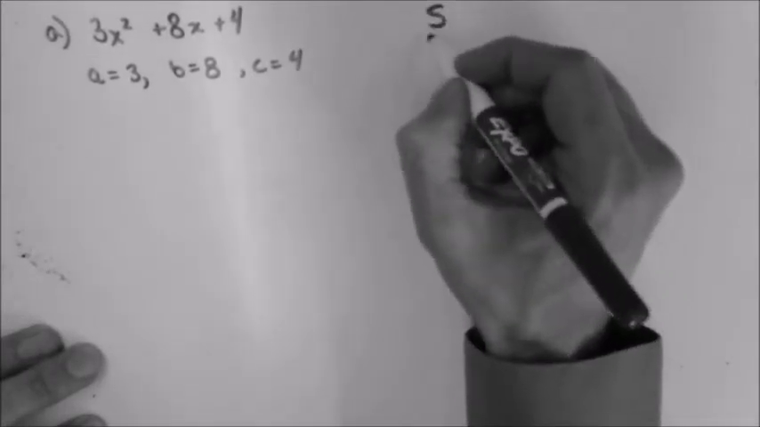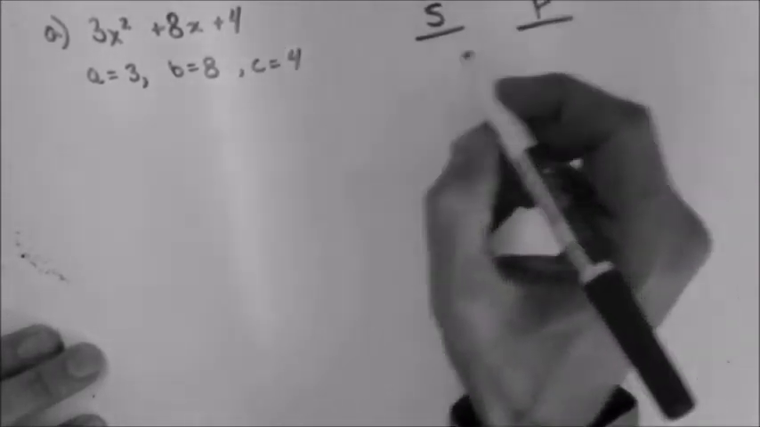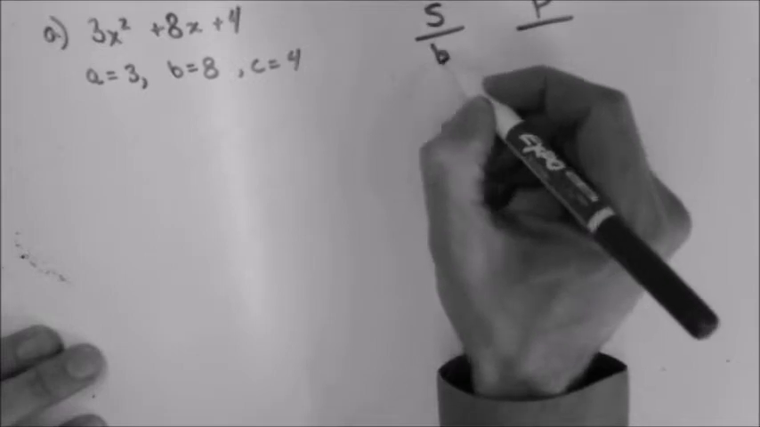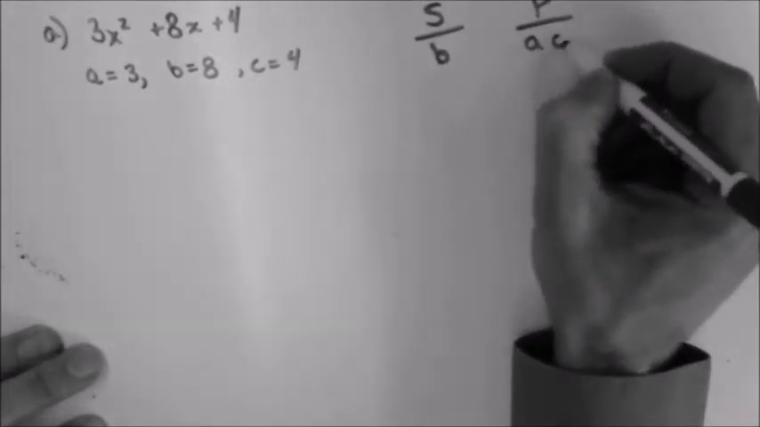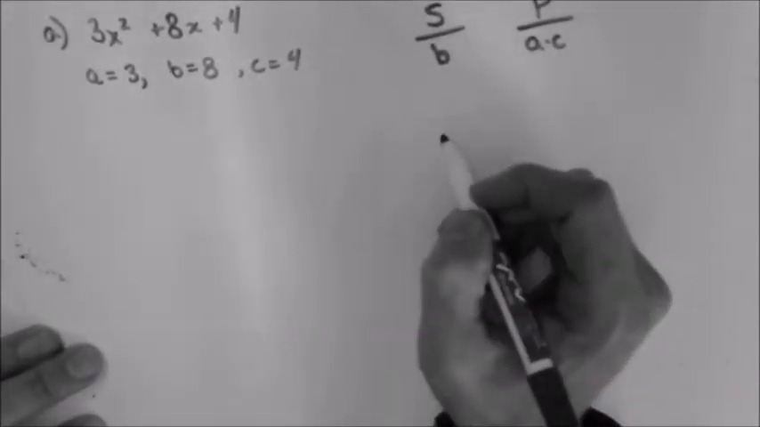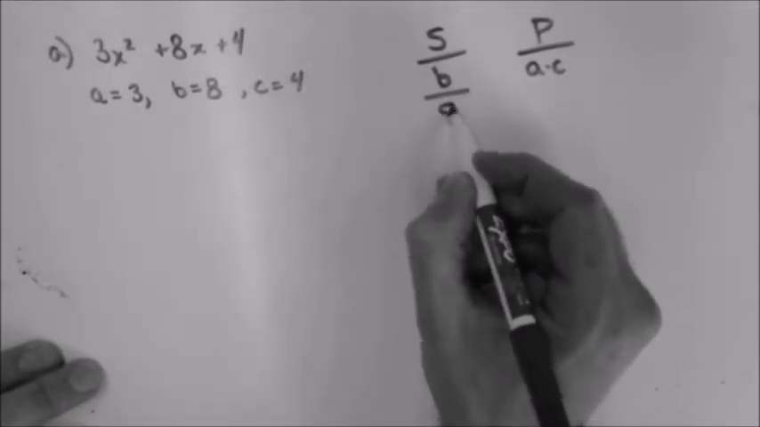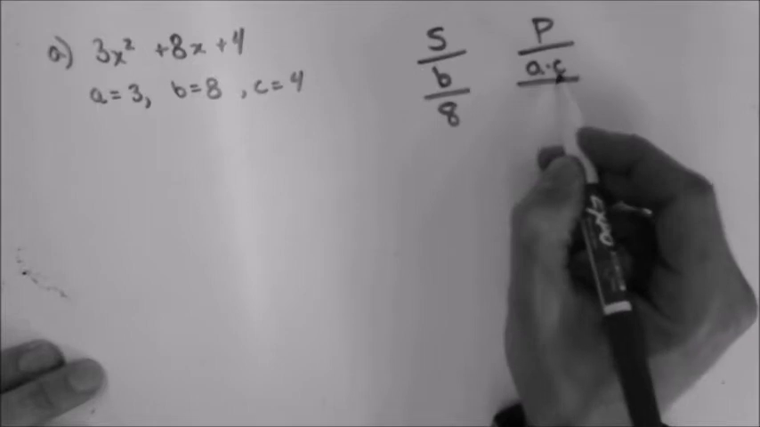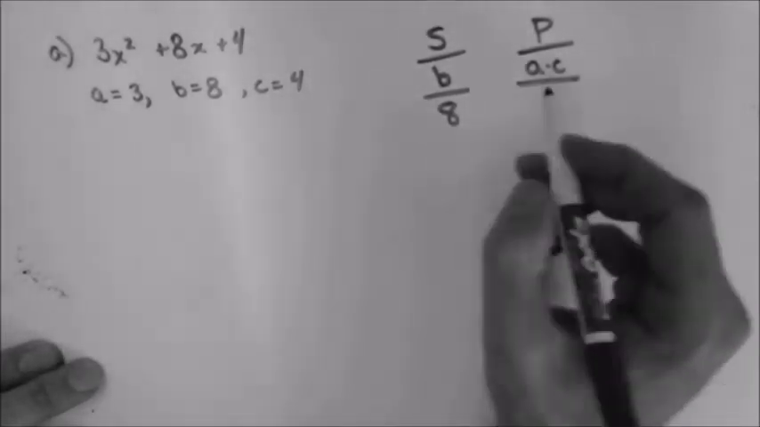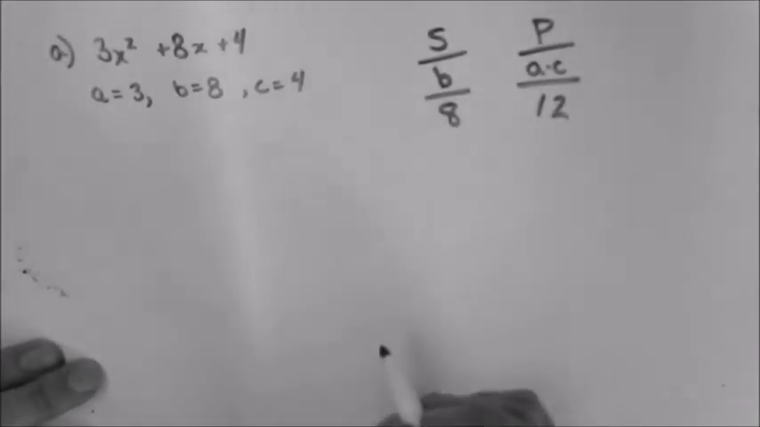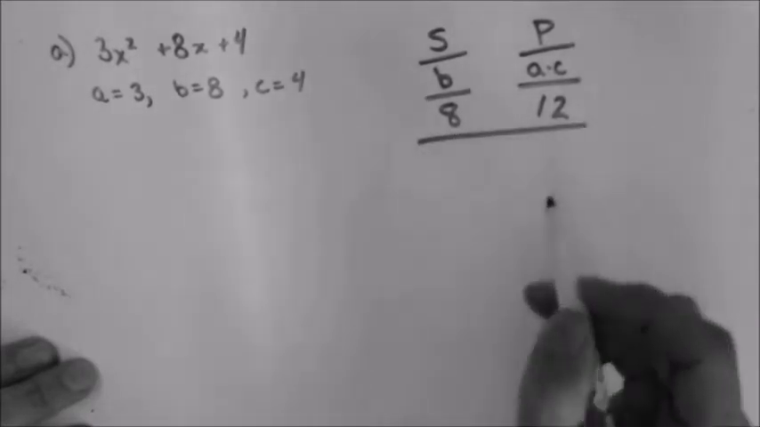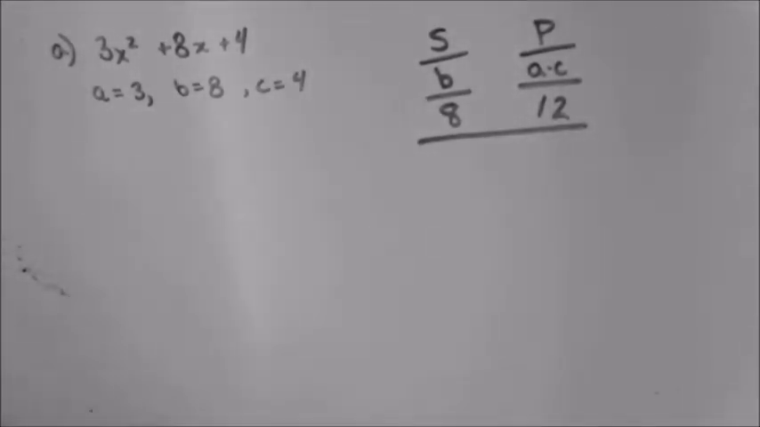So now if we go over here into our sum and product, the sum is still just b, but the product is going to be a times c. Okay? So the sum is just b, which is 8. The product is a times c, which is 3 times 4, which is 12. So now we're looking for two integers that multiply to 12 and add to 8.